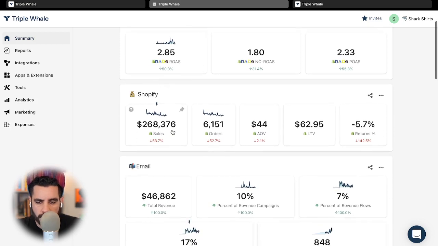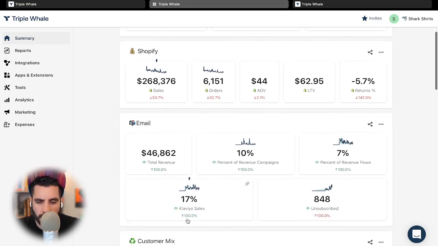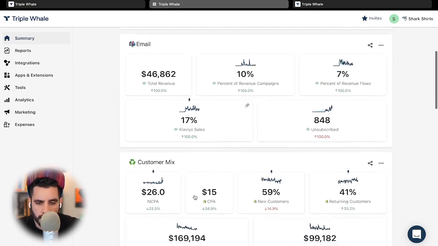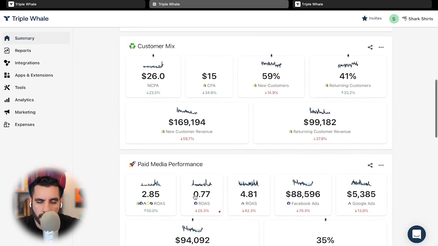Okay, moving on. So you can see your sales. Next I want to look at how much email is providing lift. So 17% is pretty low. We want to get that up to about 30%. The next thing we're going to look into is the customer mix. So a 60-40 split isn't horrible. I'd like to see this returning customer a lot higher.